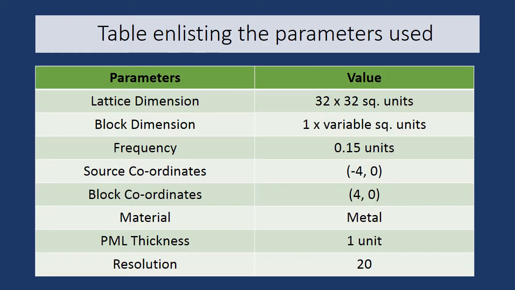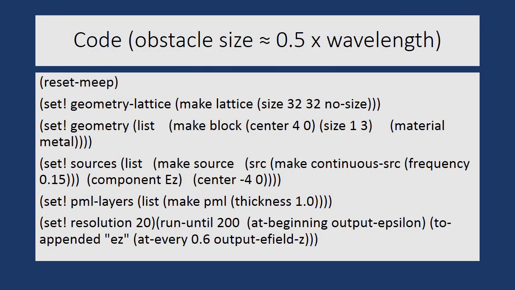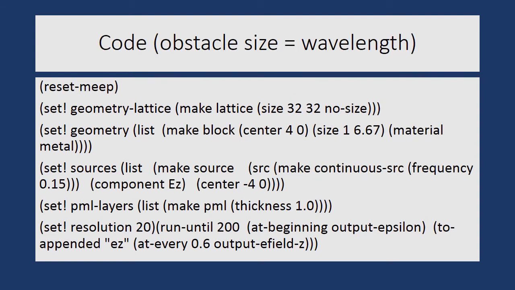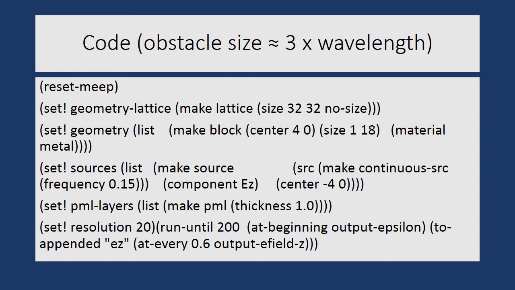Here is a table enlisting the parameters used during the experiment. This is the code for the first regime where the object length was 3 units. Here the object length was 6.7 units, and finally the code for the third regime where the object length was 18 units.